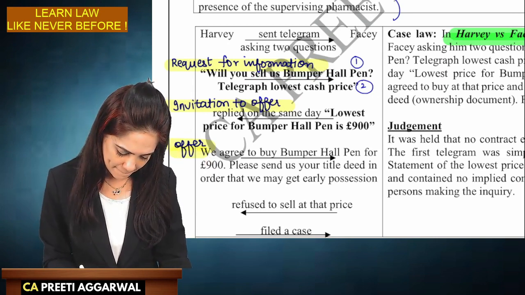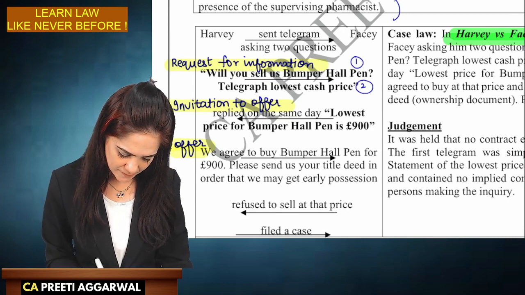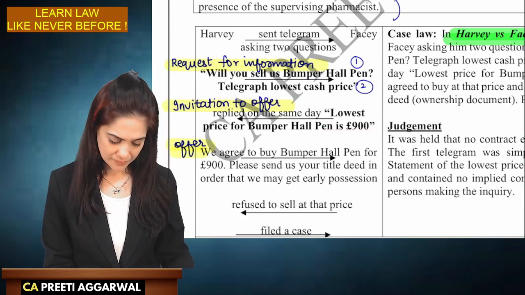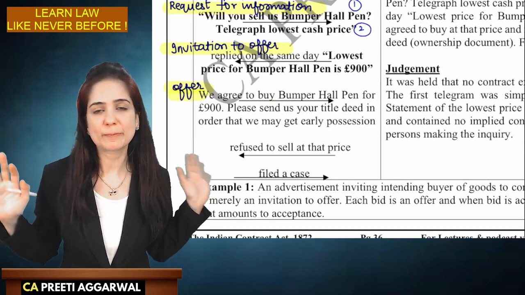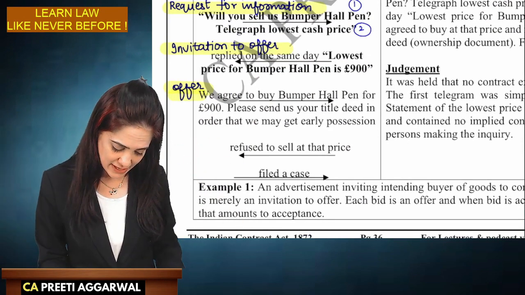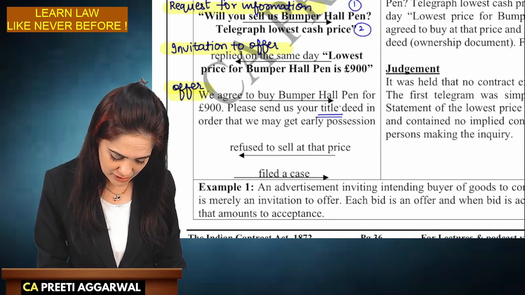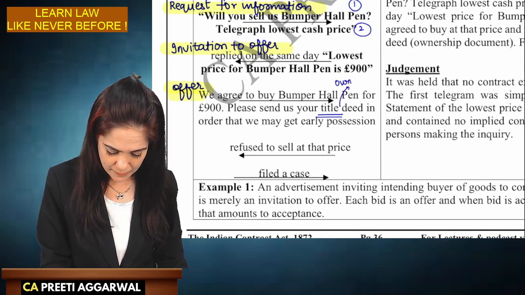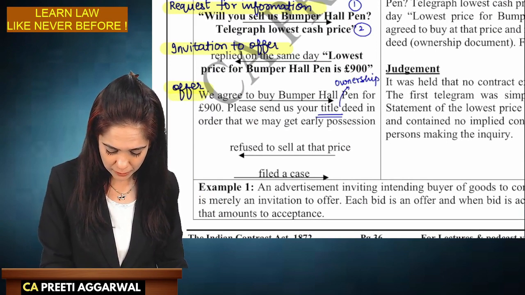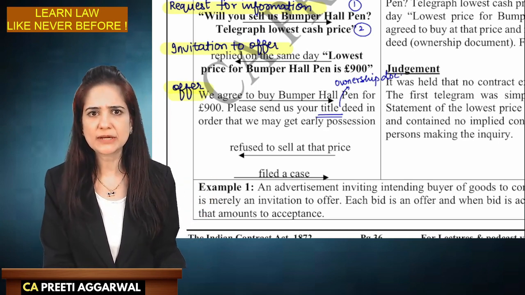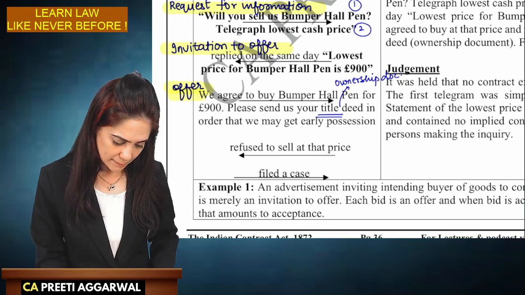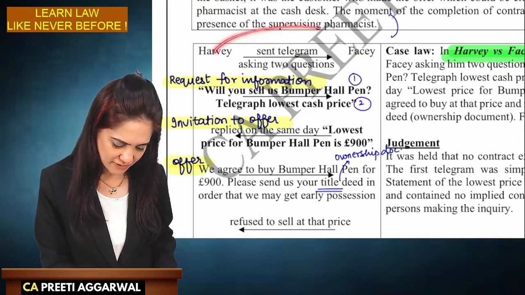Facey replied that the lowest cash price is £900. Harvey said, yes, we agree to buy the Bumper Hall pen for £900. Please send the title deed. Title deed means ownership documents. Please send the ownership documents so that we get early possession. They said, no, we'll not sell it to you. Mr. Harvey filed a case.